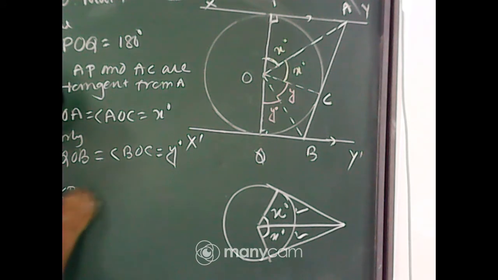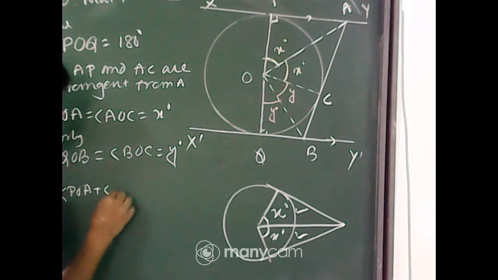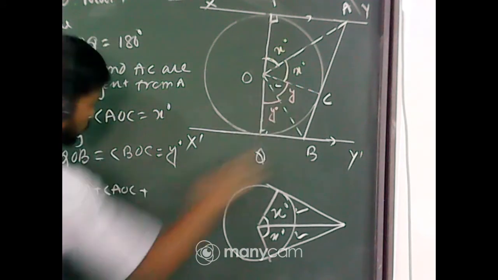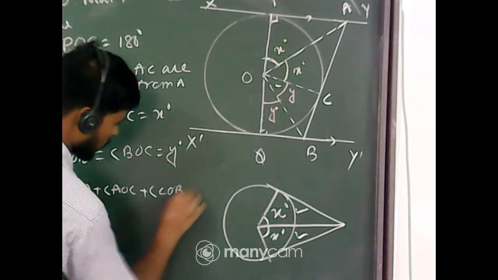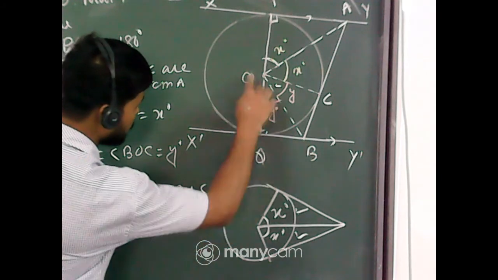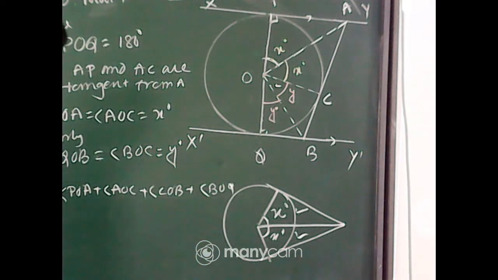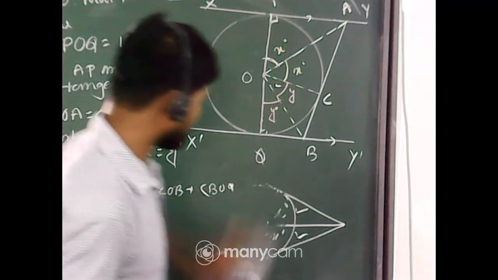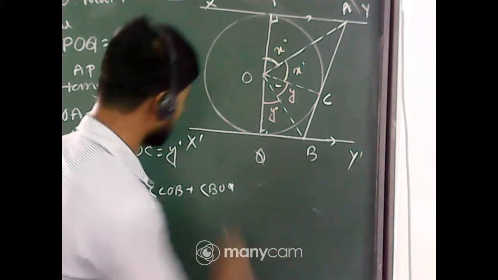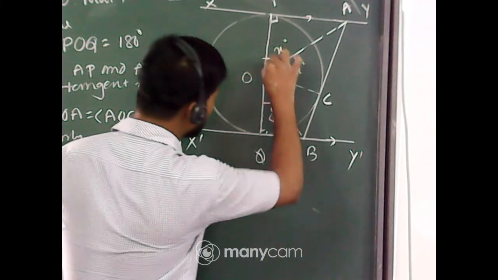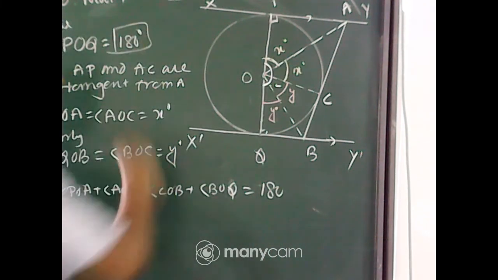POA plus angle AOC plus angle COB plus this angle BOQ. What is the total value of this angle? That is equal to the total angle, which is equal to 180 degree.